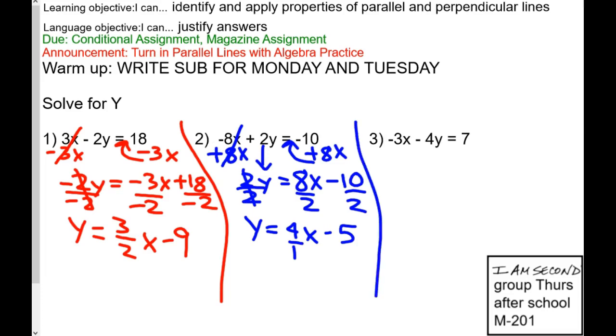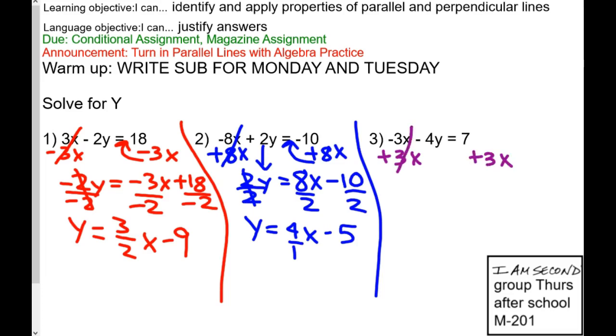Number 3. Again, we got to get rid of the x first. How do I get rid of the negative 3x? What's the opposite of negative 3x? Adding, or plus 3x, both sides.